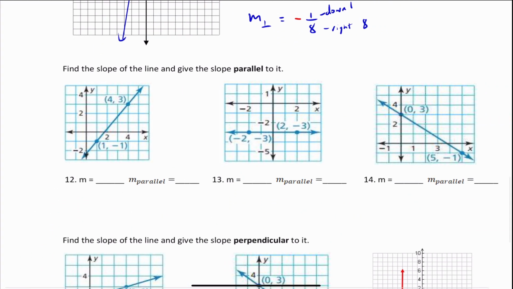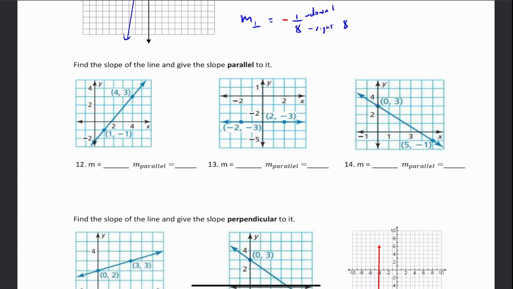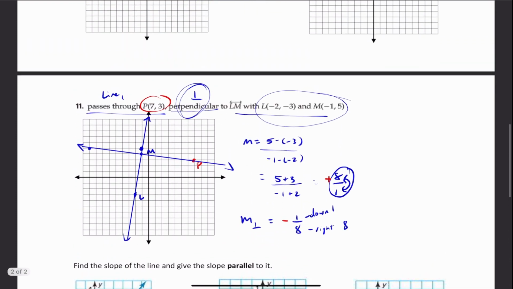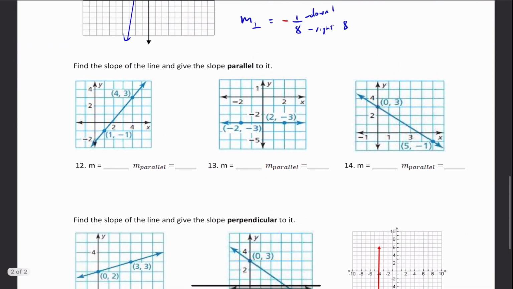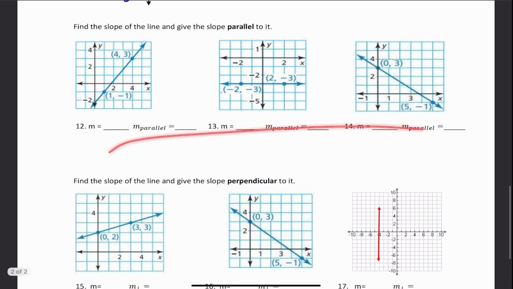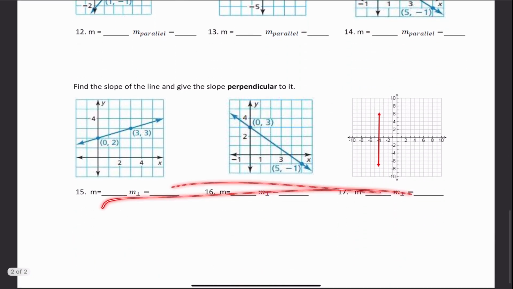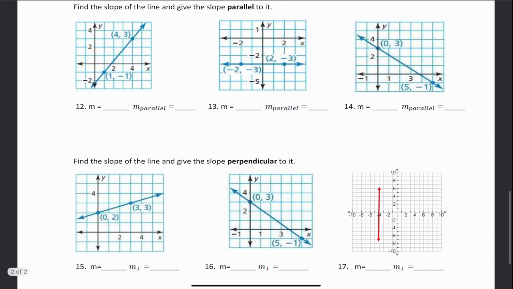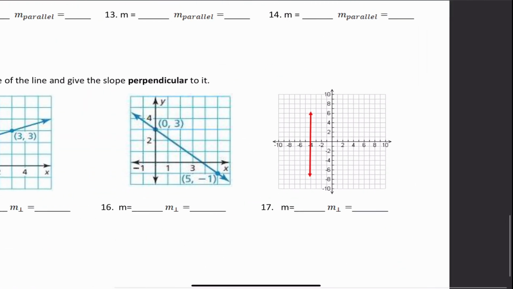And then here, you're looking at these graphs, right? Your goal here is to find the slope of the line and figure out the slope parallel to it. So whatever you put here, you should put here. Whatever you put here, you should put here. I think we've done enough examples of finding the slope. We've done rise over run. I think you're good to go with this one, and then you should be good to go with this one. But I know I'm going to get questions about this one here, right?